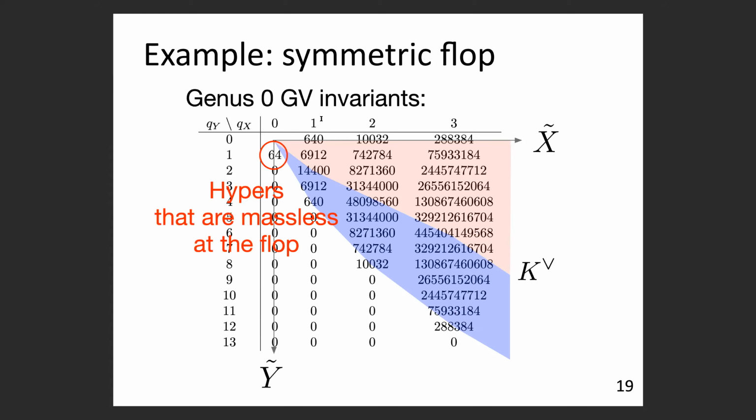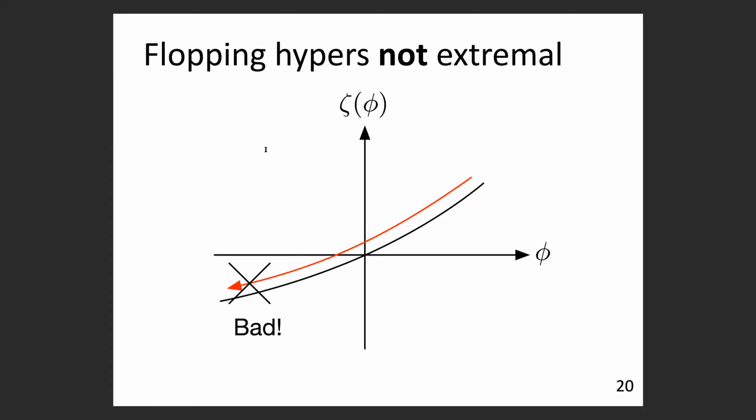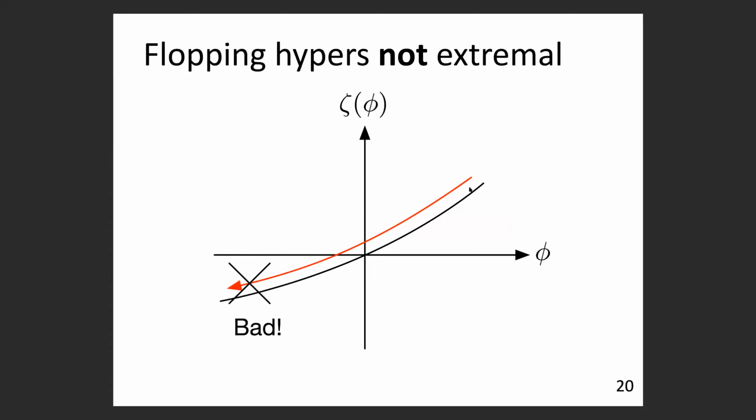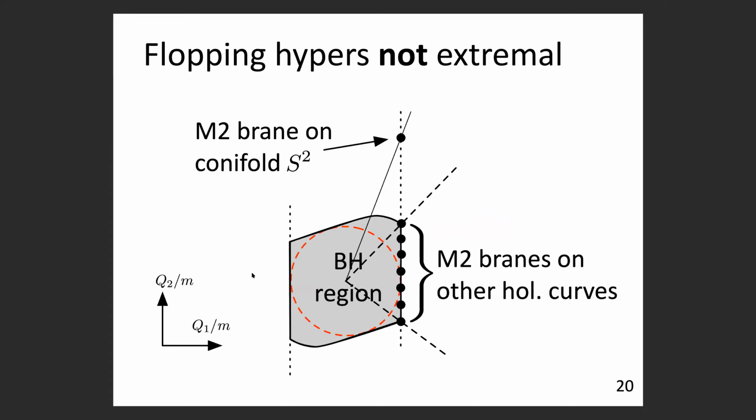So what about this other number over here? These are hypermultiplets that become massless at the flop. There's in fact 64 of them in this example. So what about them? Why do they not come in an infinite tower? Well, of course, the flow associated to these is bad, because they become massless at the flop. So the central charge goes through 0. And of course, there's no BPS black hole associated to that.